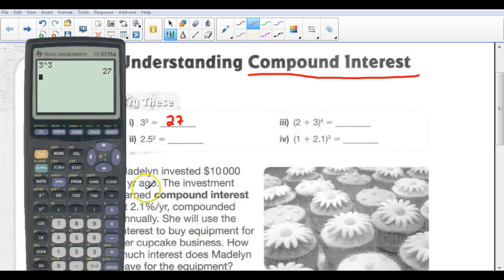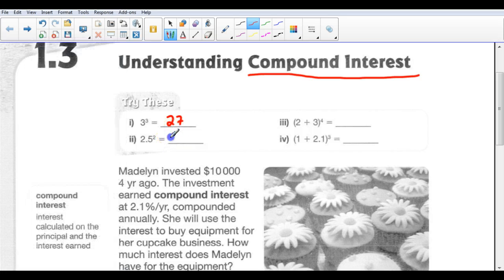Next one here, I've got 2.5 squared. I can just put in 2.5, and I actually have a squared button, so I can just hit that. You can see the little number goes right there, the exponent, and I hit enter, and I get 6.25.